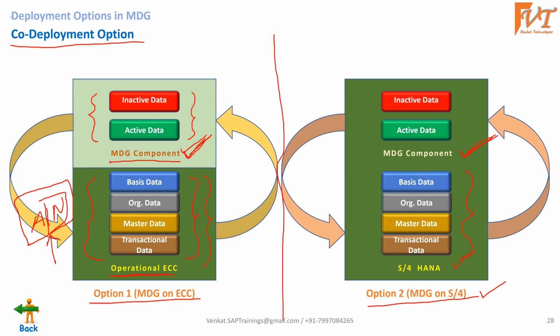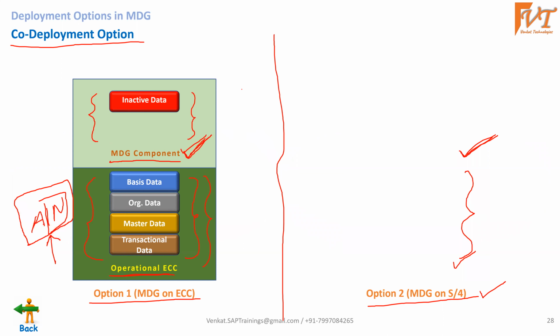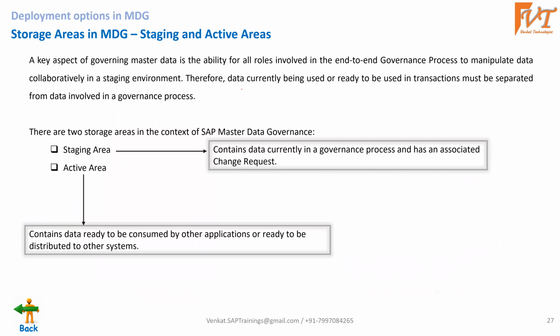Okay. So now coming to inactive data and active data. Here MDG has two types of storage areas. One is the staging area and the other is the active area. So what is the staging area and what is the active area? The staging area is nothing but it contains inactive data.